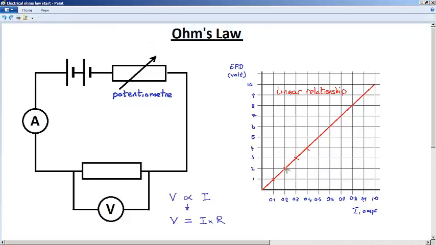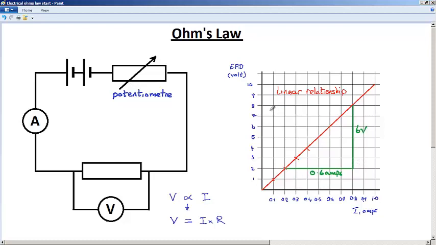And to measure the slope of the graph, we just need to take any horizontal segment, for example, take that one, and divide it by the resulting vertical change. So for a change in current from 0.2 to 0.8, which is 0.6 amps, we find we have a change in electrical potential difference of 6 volts.